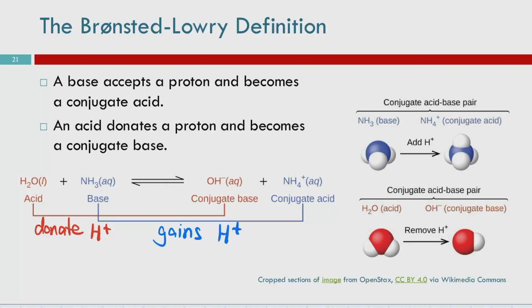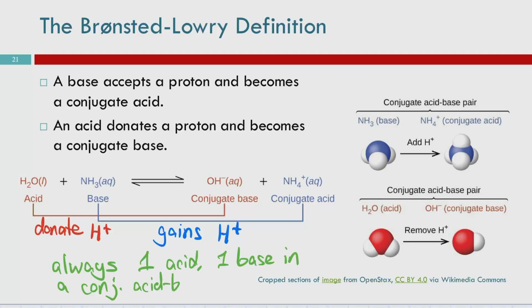For some reason, my brain didn't like conjugate acid-base pairs, and so it took me a while to figure out that one of them's an acid, one of them's a base. The conjugate part just means that they're related to each other. So there's always one acid, one base in a conjugate acid-base pair. It might feel obvious, but maybe somebody needed to hear it.